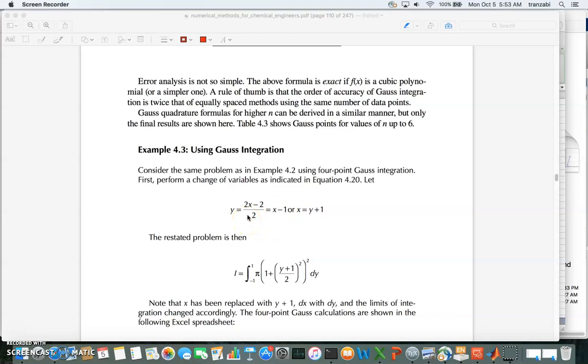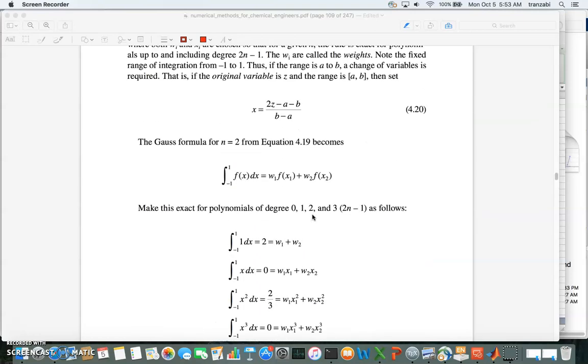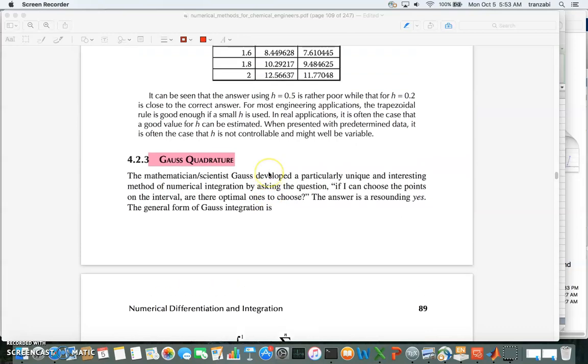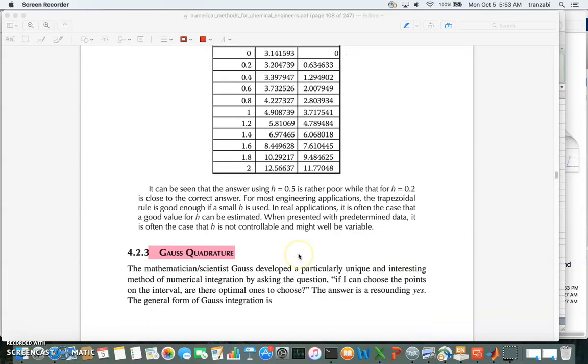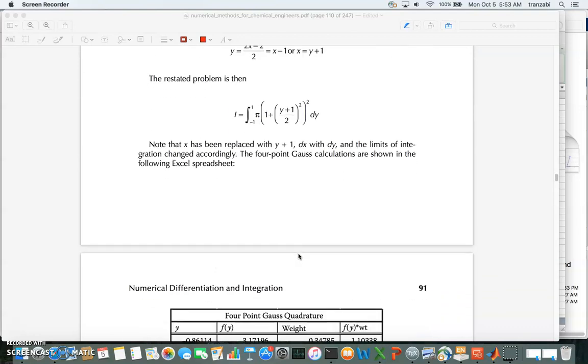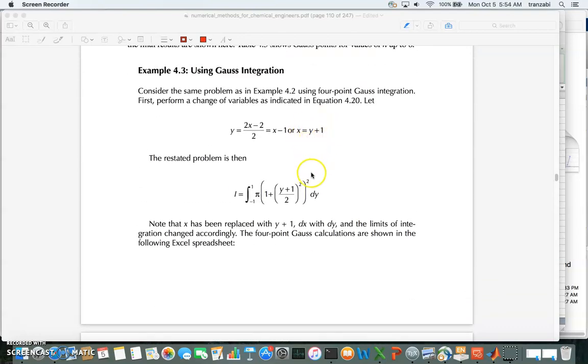Now we solve for x. From here, x is going to be y plus 1. I'm going to substitute x by y plus 1 everywhere in the original integral. And of course, dx is replaced by dy, because if you differentiate both sides, dx is going to be dy.